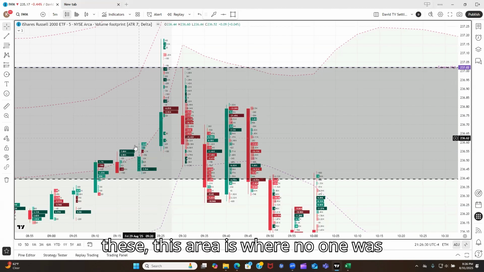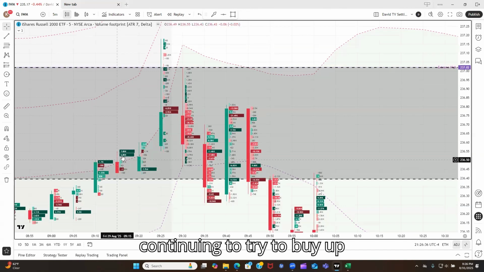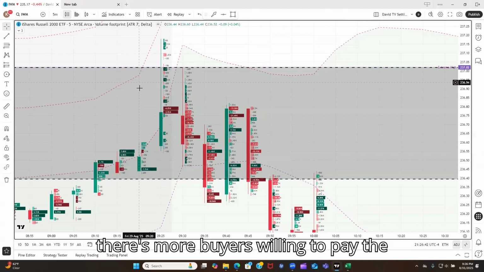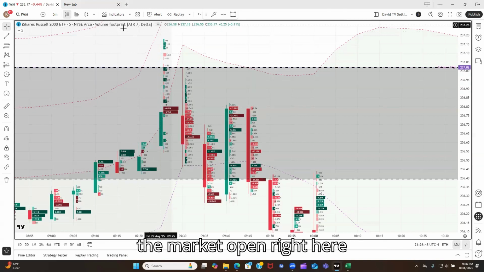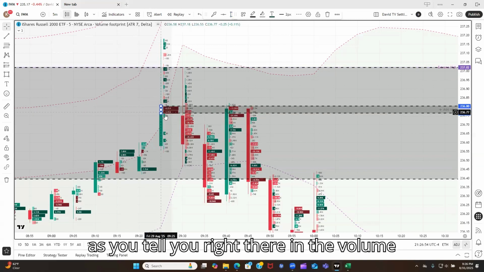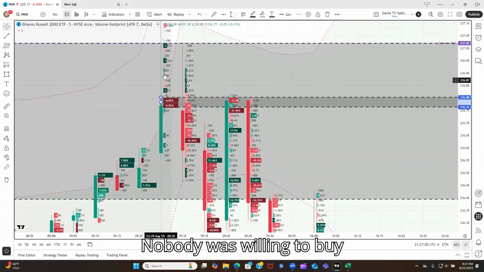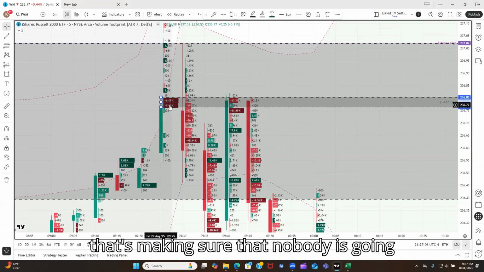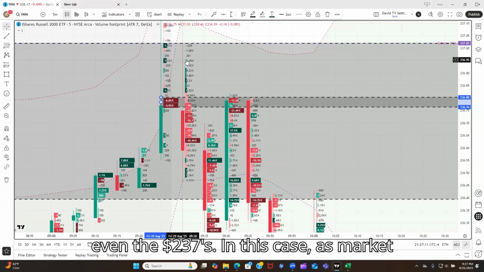We see that this area is where no one was willing to buy from. We see buyers continuing to try to buy up here, testing the market to see if there's more buyers willing to pay the higher price. And you can see there's nothing there in the first clue before the market opened right here. That should tell you right there in the volume profile, nobody was willing to buy. Some aggressive selling is making sure that nobody is going to buy, or at least that the price is not going to go higher into the 236s or even the 237s in this case.